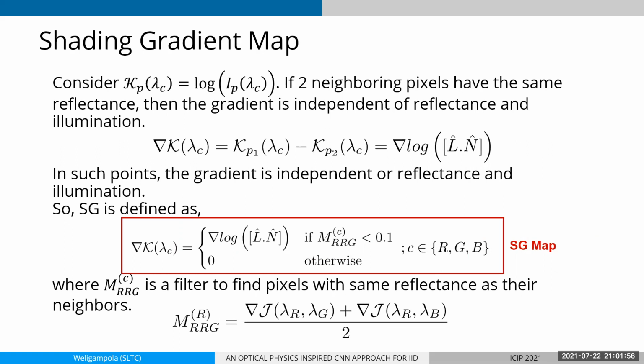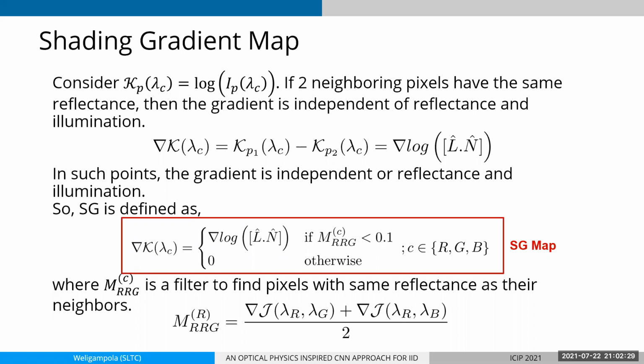Finally, for the shading gradient map, we consider the natural logarithmic value of the intensity, which is given by this term kappa. So now if two neighboring pixels have the same reflectance, we can see that the gradient of this value is independent of both the reflectance and the illumination. This is shown in the first equation. We use this property to define the shading gradient. This SG value is equal to the log gradient of the image if two adjacent pixels have the same intensity value, and if not, we define it to be 0.